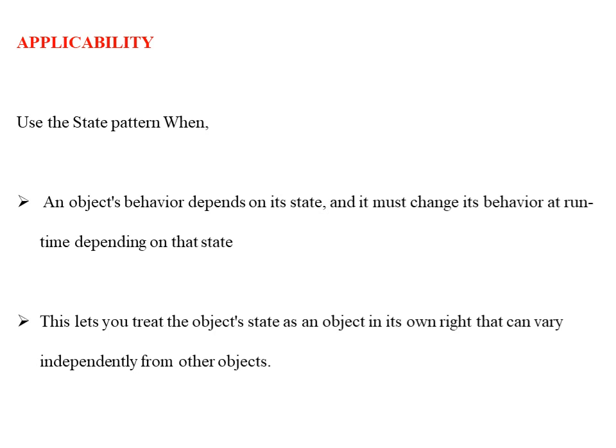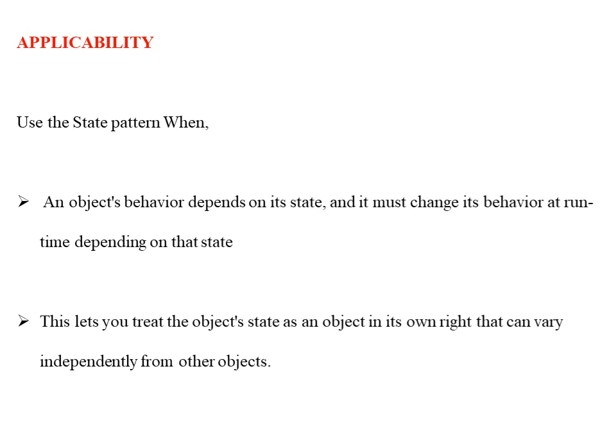The next applicability is that this lets you treat the object state as an object in its own right that can vary independently from other objects. If there is any n number of objects, from one object to another object, if there is any TCP state transition, it can be performed from one state to another state independently. This lets you apply the state pattern in that situation. So this is the applicability.